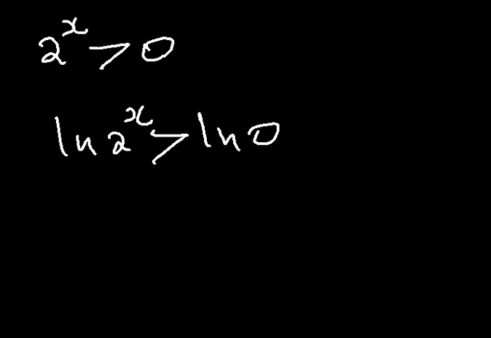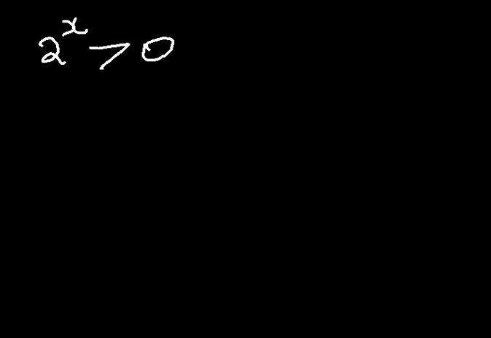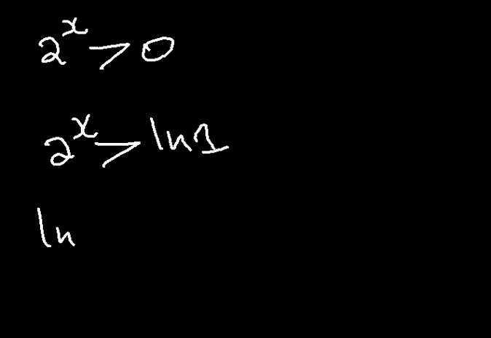And of course, let's think of using the laws of logarithms. So having 0, now I should have it in this way. We'll have 2 to the power x greater than ln 1, because ln 1 is the same as 0. Then we'll have to introduce ln both sides. We'll have ln 2 to the power x greater than ln of ln 1.